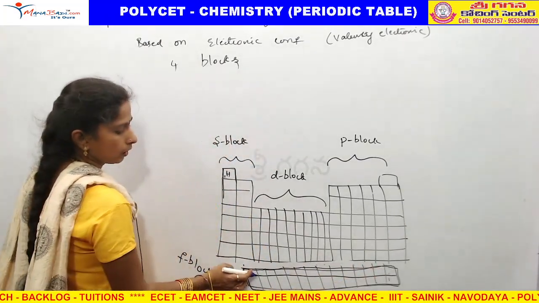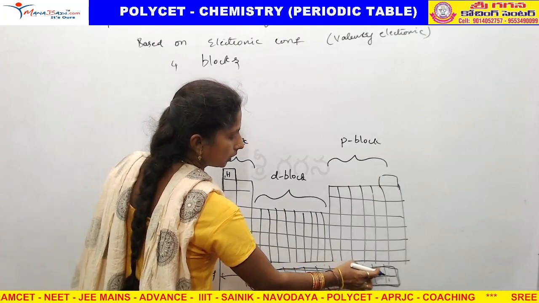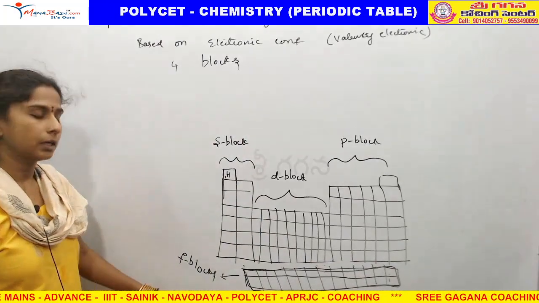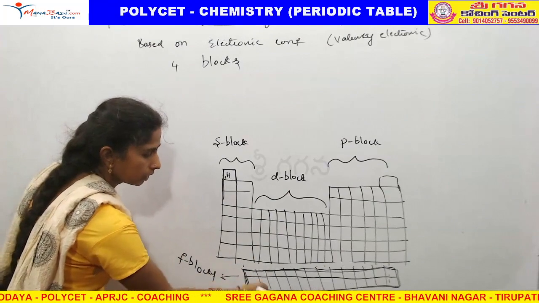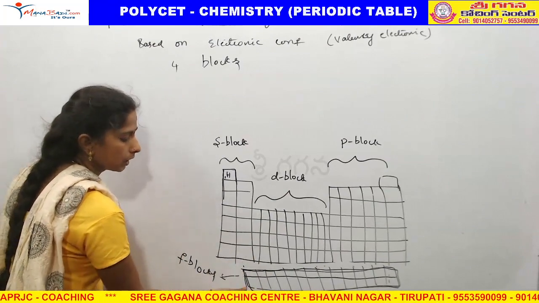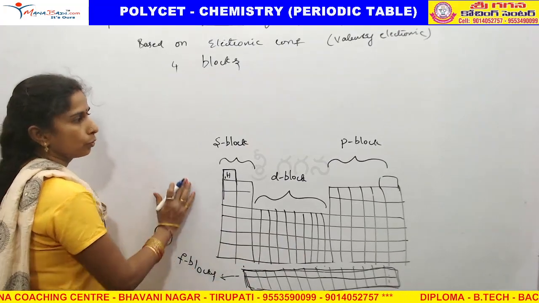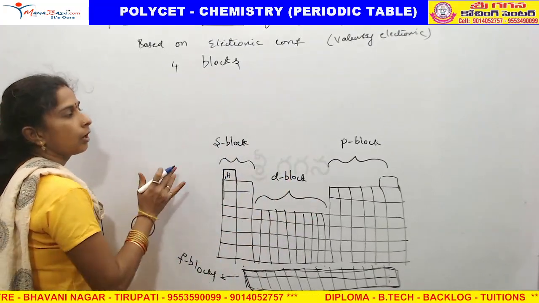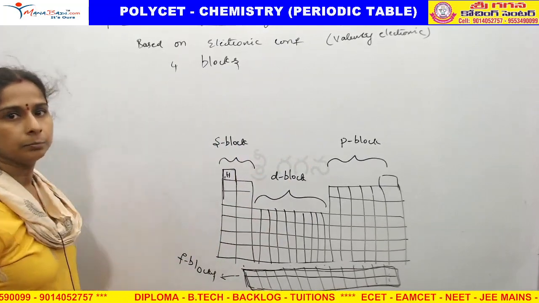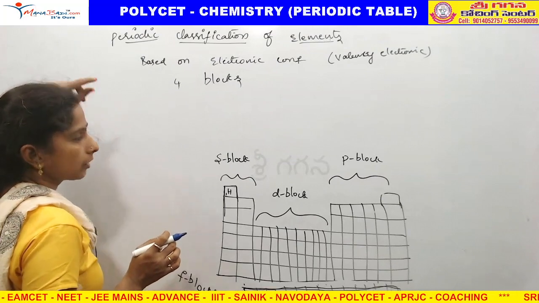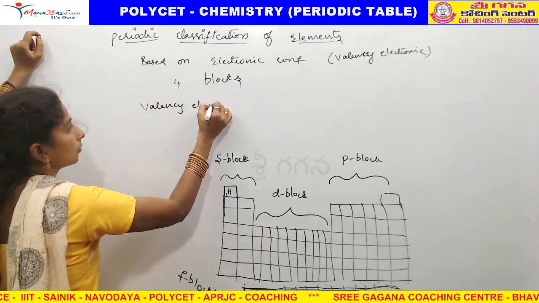1, 2, 3, 4, 5, 6, 7, 8, 9, 10, 11, 12, 13, 14. 14 groups are there. So these 14 groups mean nothing but vertical columns. So 14 vertical columns belong to the F block. So based on electronic configuration, the periodic table is divided like this. It is valency electronic configuration. First we need to know about valency electronic configuration.